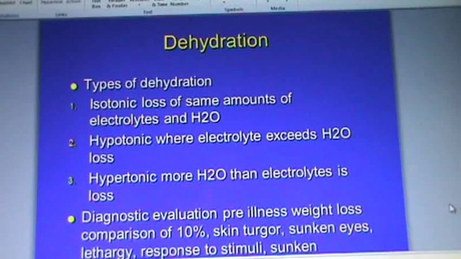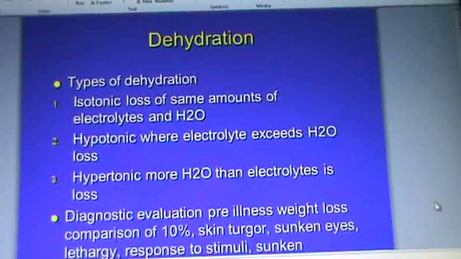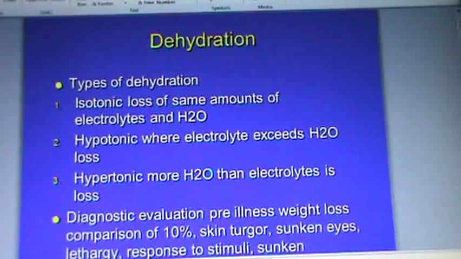There's isotonic, which is the loss of the same amounts of electrolytes and H2O. Hypotonic, where electrolyte loss exceeds the H2O loss, so there's more electrolytes going out than water. Hypertonic, which means that there's more water than electrolytes being lost.